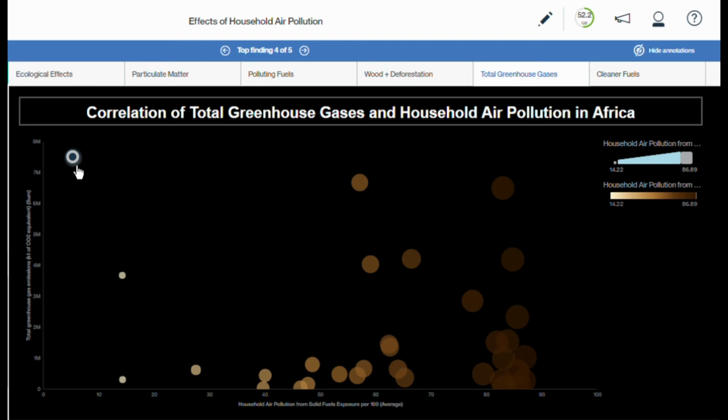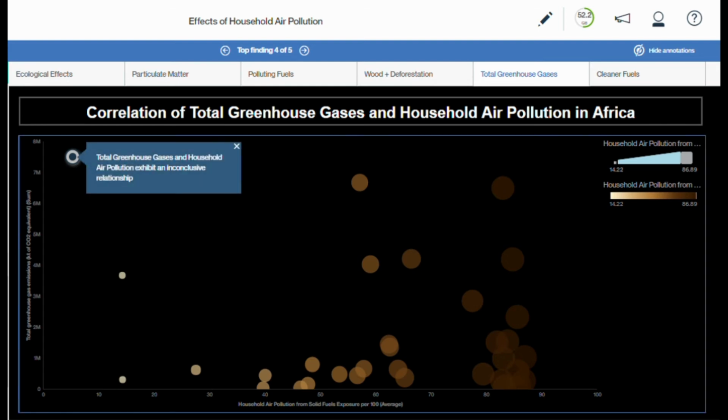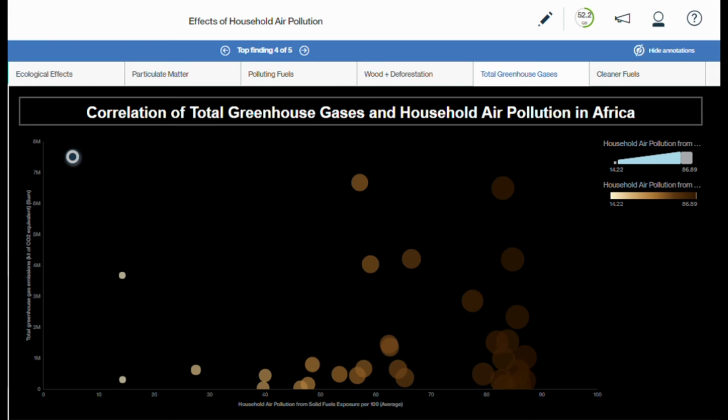Total greenhouse gases. There is an expectation that greenhouse gases increase with the burning of solid fuels. However, the data does not show a conclusive pattern.